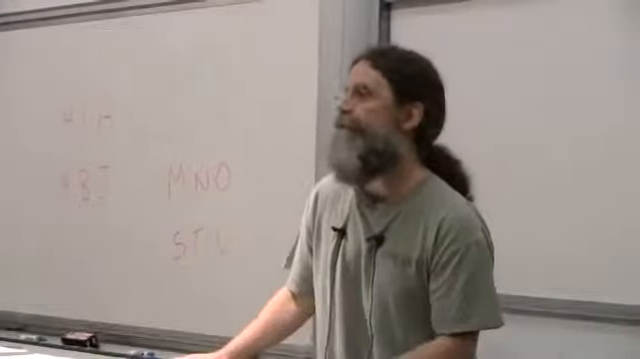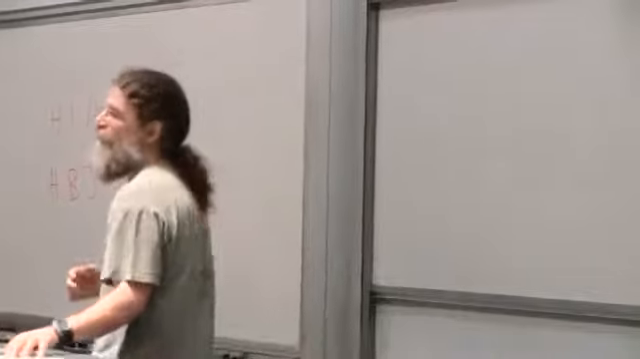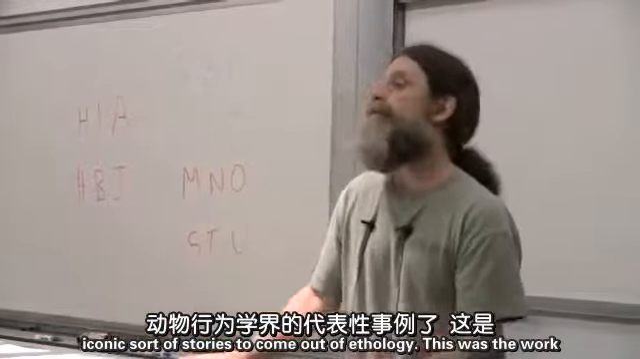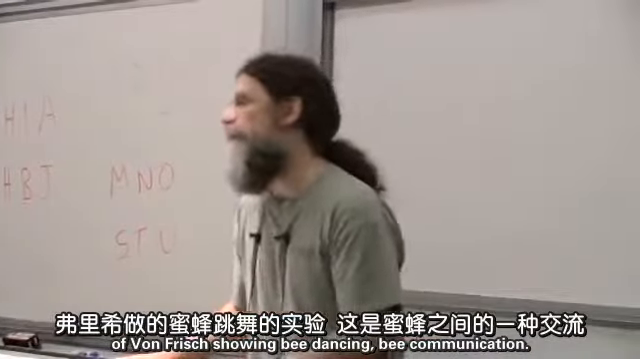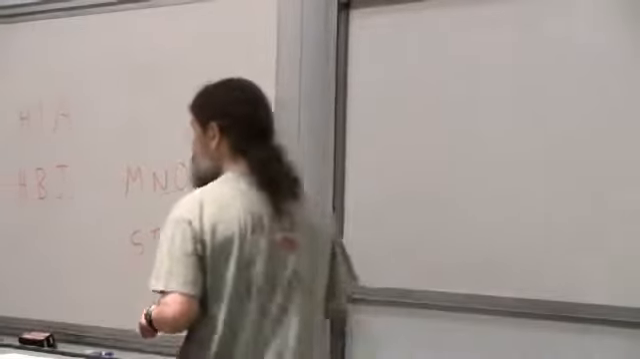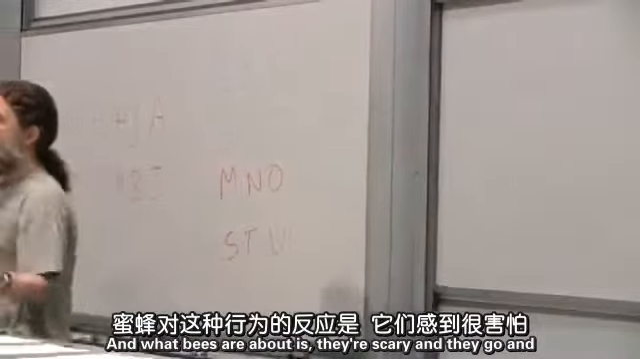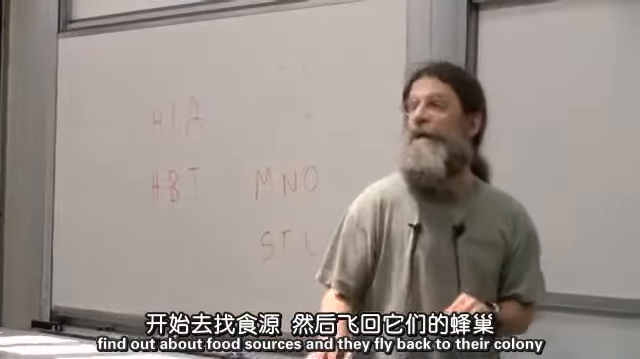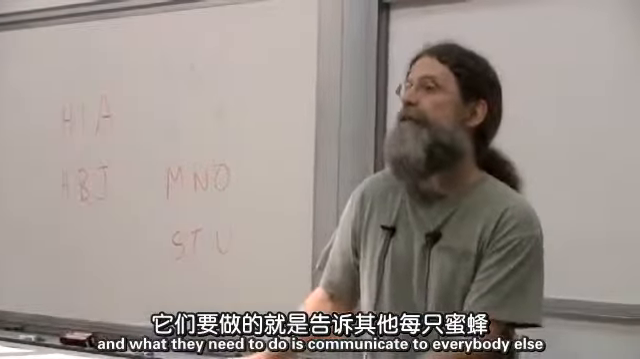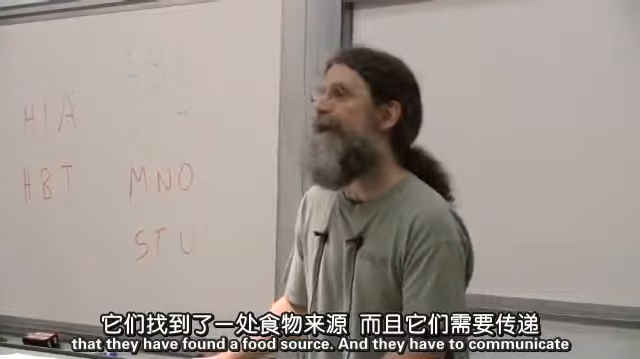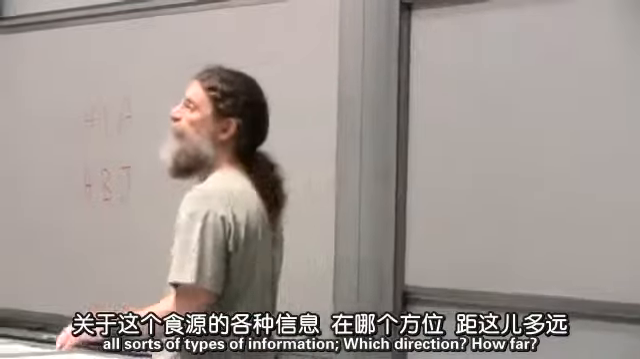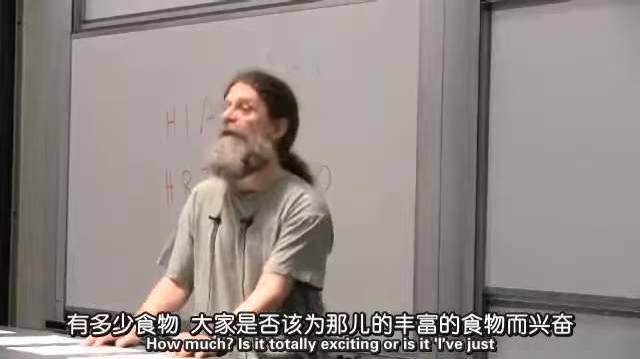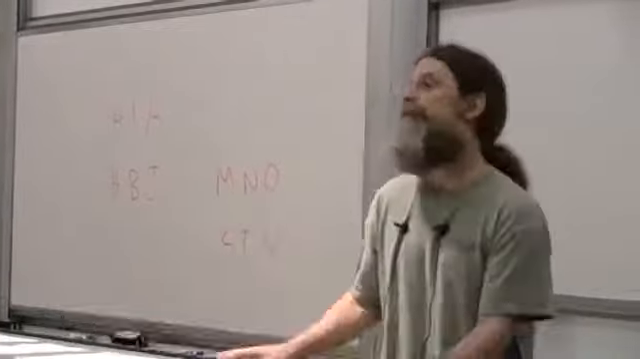The adaptive value. Next example of this, and this is one of the most famous, iconic stories to come out of ethology. This was the work of von Frisch, showing bee dancing, bee communication. Bees go find out about food sources, and they fly back to their colony, and what they need to do is communicate to everybody else that they have found a food source. And they have to communicate all sorts of types of information. Which direction? How far? How much? Is it totally exciting, or have I just stumbled into a little bit?